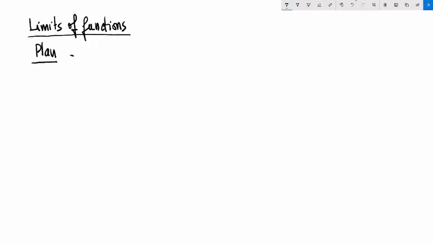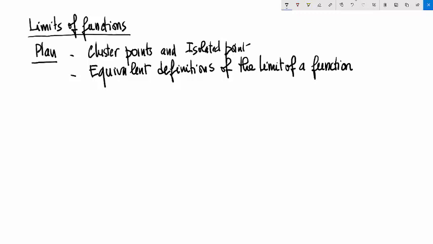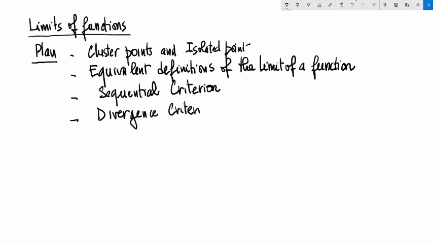The plan is to talk about the concept of cluster point and isolated point. And we'll talk about equivalent definitions of the limit of a function. We'll talk about the sequential criterion, and also we'll talk about the divergence criteria. All right, so that's the plan of the lesson. So let's get going.